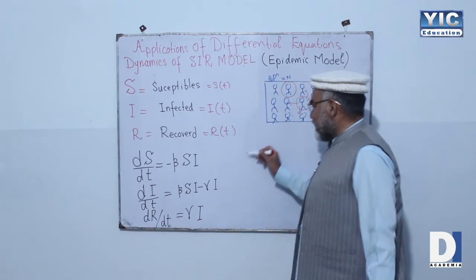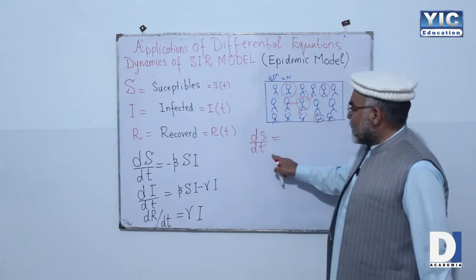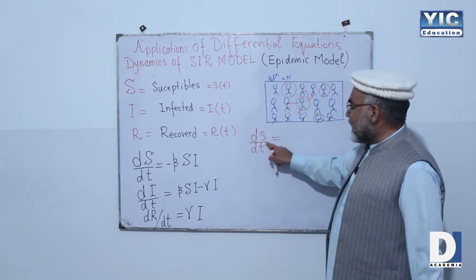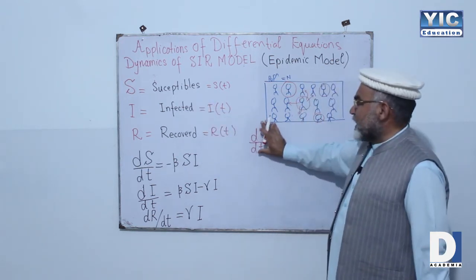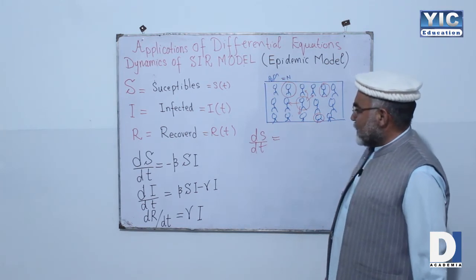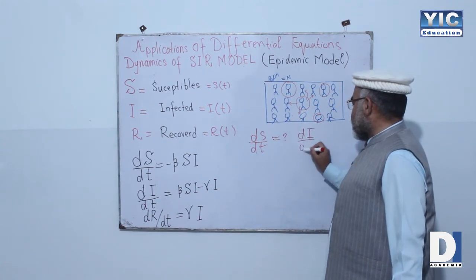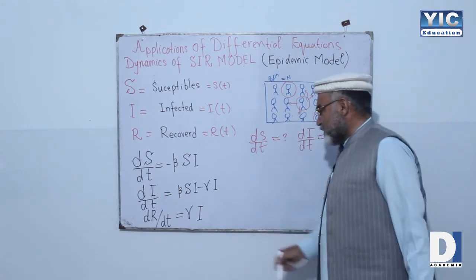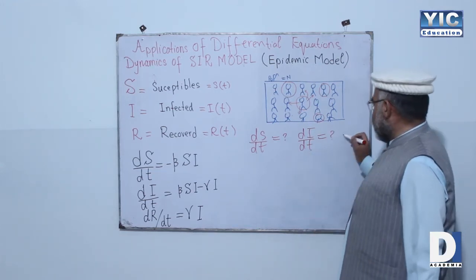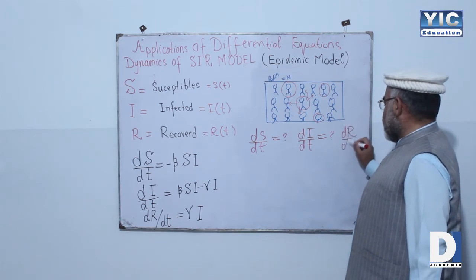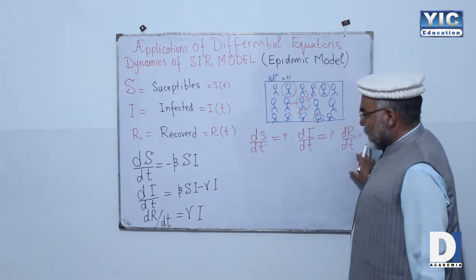So what does dS/dt represent? dS/dt represents the rate of change of the susceptible people, how this changes with respect to time. And dI/dt represents the rate of change in the infected people. And dR/dt represents the rate of change of the recovered people.